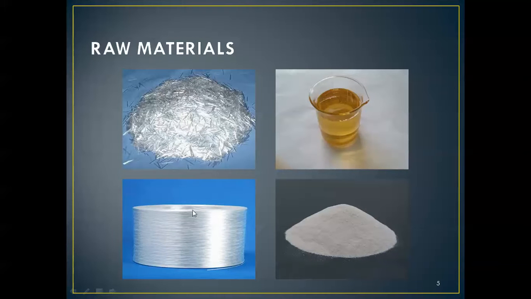These are the raw materials. This is what we call the hoop roving, and this is the chop roving, which is originally a hoop roving, but it is cut and it becomes like this after cutting. This is the resin, polyester resin, and this is the silica sand.